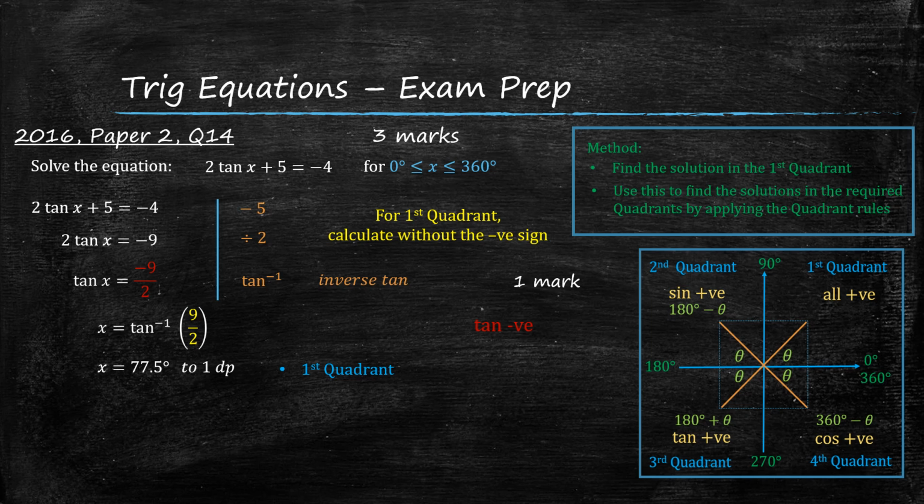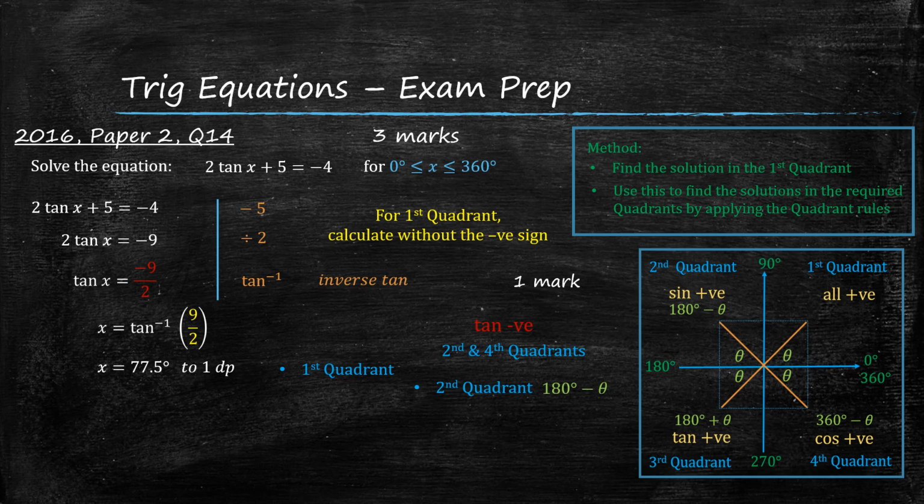So we need to understand in which quadrants tan is negative. Looking at our quadrant rules, we can see that everything is positive in the first quadrant, and tan is positive in the third quadrant. So tan is negative in the second and fourth quadrants. So we need our equivalent angle in the second and fourth quadrants.